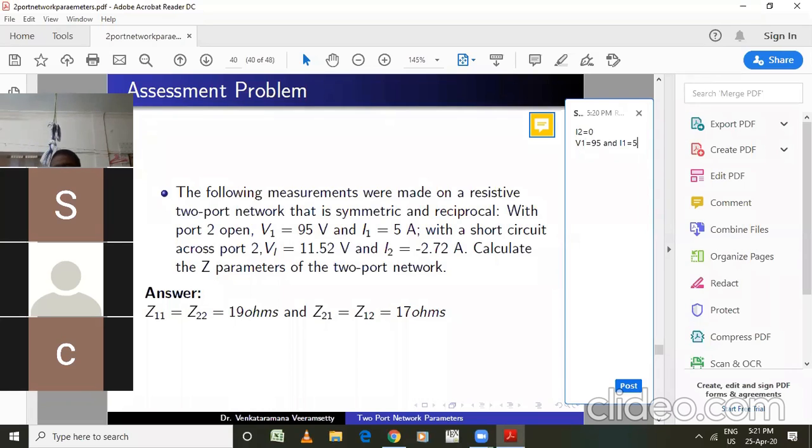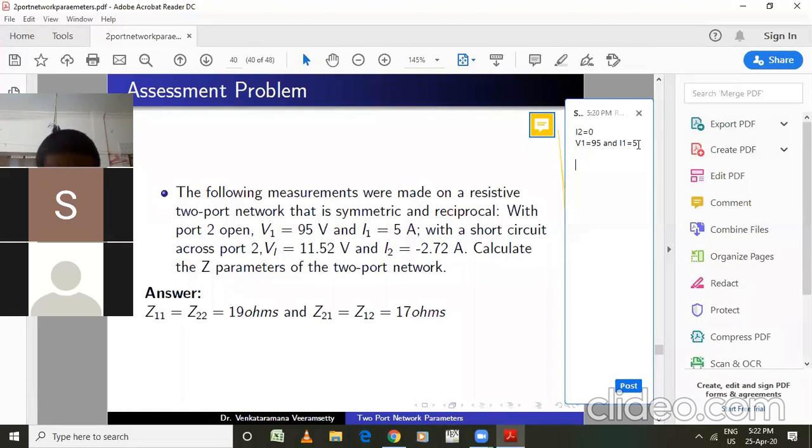Right? So tell me, I2 equal to 0, which parameters can we calculate? They are asking Z parameters. Calculate the Z parameters of the given two-port network. So Z11, Z21. Here, I2 equal to 0 and I have the information of V1 and I1. So with I2 equal to 0 and V1, I1 information available, which parameter can we calculate? Forget about the complete problem, just concentrate here. This I2 equal to 0 and V1 equal to 95, I1 equal to 5. So which parameter are we able to calculate by using this information? Z11, Z21. No. Only Z11. It's okay. With this information we can calculate.